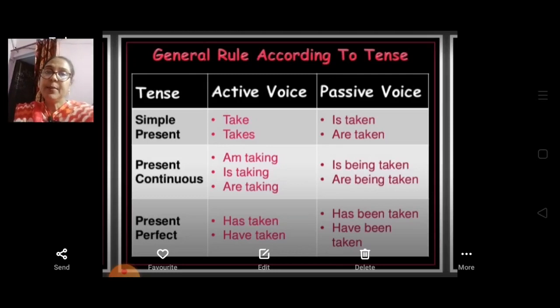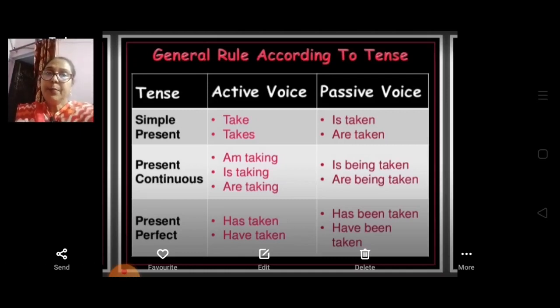So always remember, when we are changing simple present tense in active voice to passive voice, is or are will be there. An auxiliary verb, a helping verb, will be used, and after that the past participle. And takes, if it is written takes, then is taken or are taken will be there. The auxiliary verb must be used.